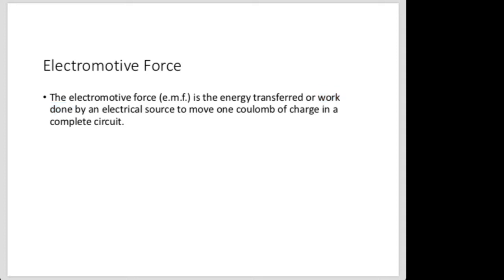So let me continue. The electromotive force, EMF, is the energy transferred or work done by an electrical source to move 1 coulomb in a complete circuit. So once you have a circuit where it's going around and around, after you move 1 coulomb, which we learned is how many millions of electrons, after moving that many electrons in the circuit once, how many joules of work have you done? That's what electromotive force is.